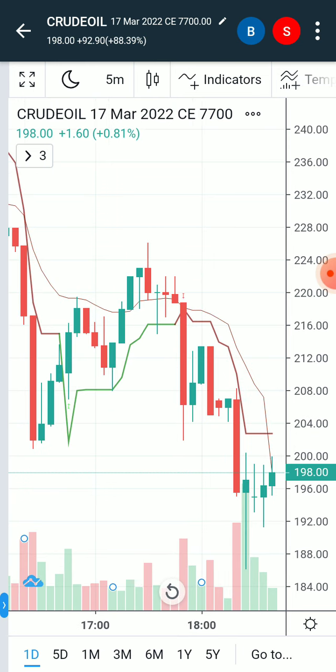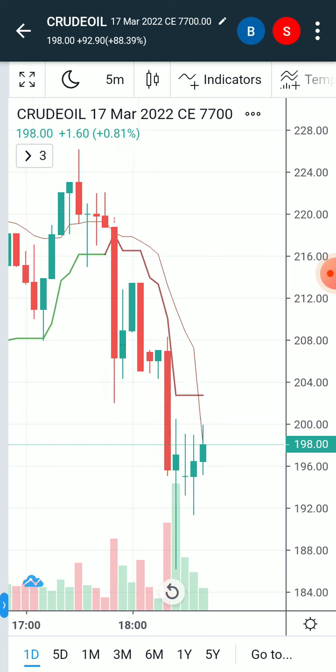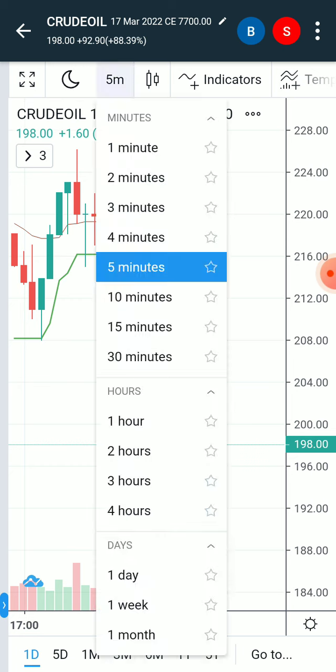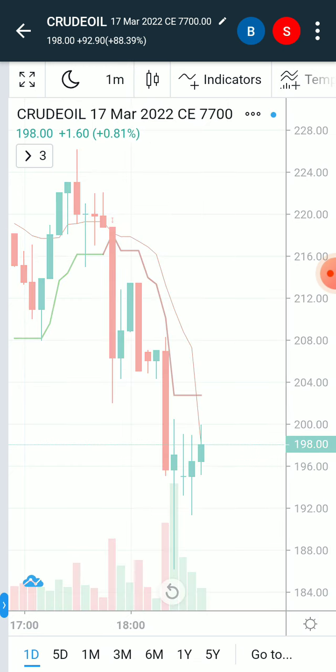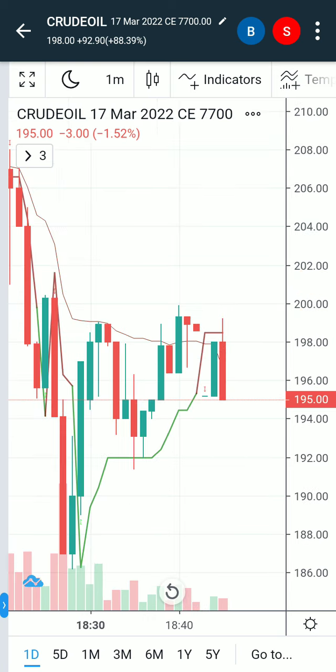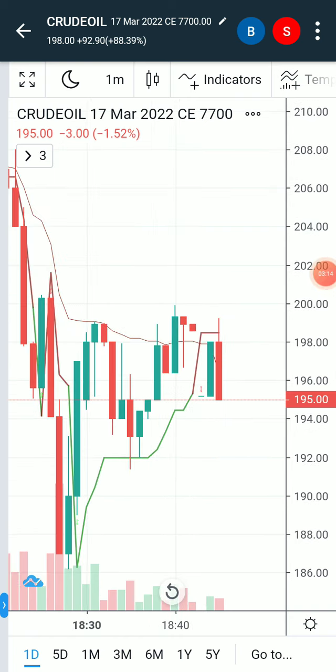After this neckline at around 202, it has fallen a few points till 196, and now we can see the volume is increasing. Let me just turn it to a 1 minute chart. As you can see, it has formed a triple bottom pattern. I think 200 is providing a very good resistance, and 195 is providing a very good support.